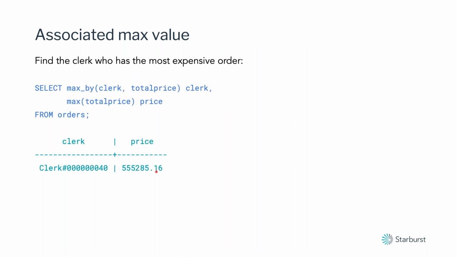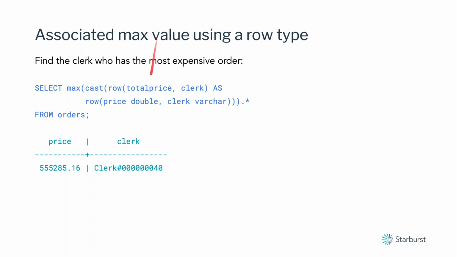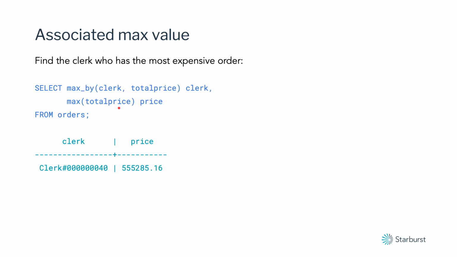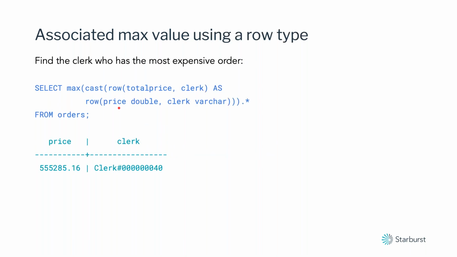So that'll give us the same max price that we saw previously, and then also clerk will be next to it because it's part of it in the row type. And then we take the maximum, and then we do dot star, which turns it back into columns in our output query, and then we get the clerk that's associated with the maximum total price. And this works for some things, but like maxby is an easier way to write it. But there are other times that turning things into a row can be useful.